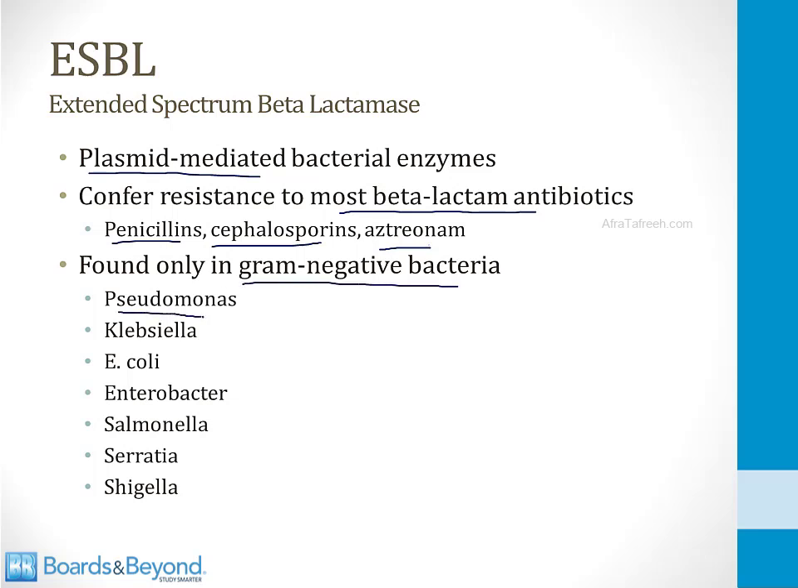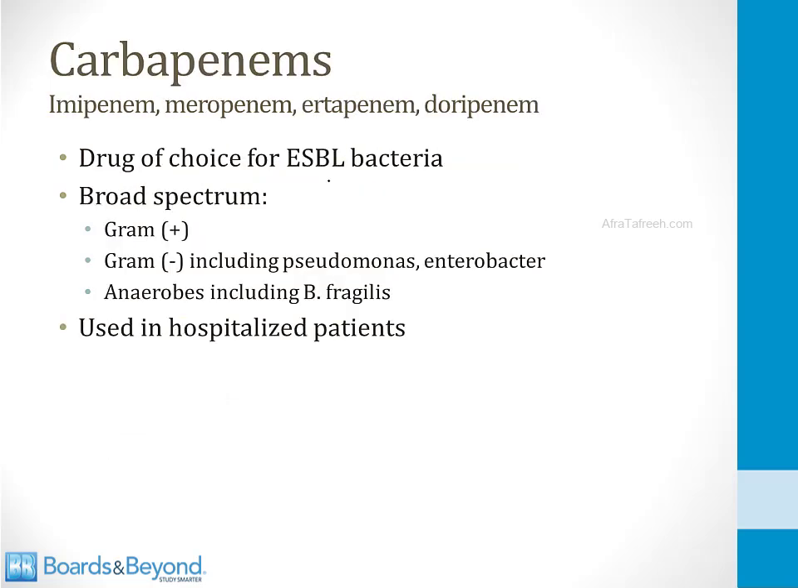They're often found in Pseudomonas and Klebsiella, but they can also be found in these other gram-negative bugs listed on the screen here. And once one of these bugs obtains one of these enzymes, it becomes very resistant to most beta-lactam antibiotics. Carbapenems are the drug of choice for ESBL bacteria. These drugs have a very broad spectrum, including coverage of bacteria that possess ESBL enzymes. They can cover most gram-positives, they can cover gram-negatives, including Pseudomonas and Enterobacter, and they can also cover anaerobes, including Bacteroides fragilis. For this reason, they're usually reserved for severe infections.